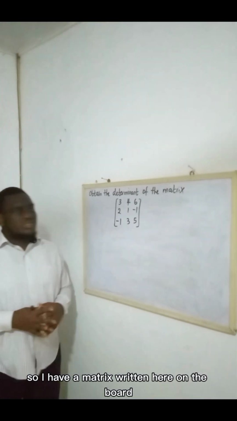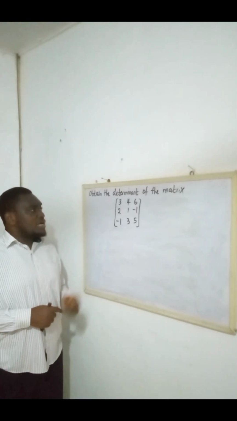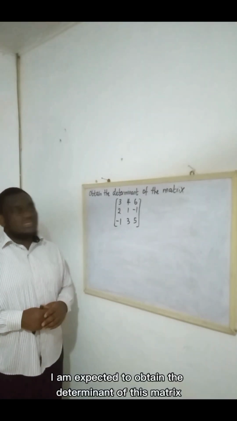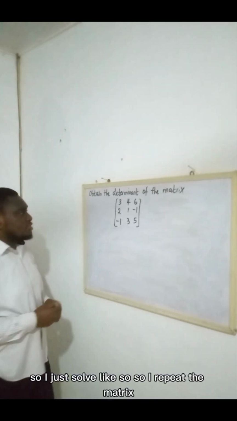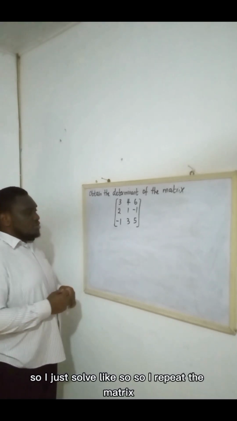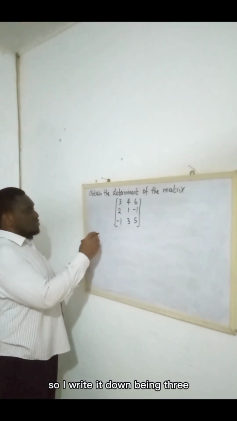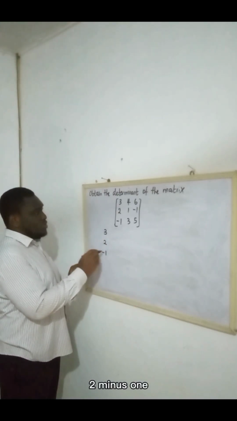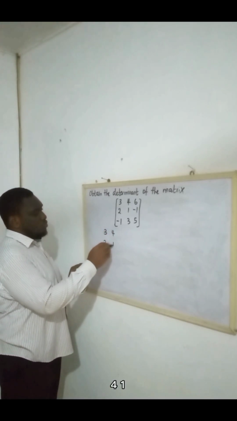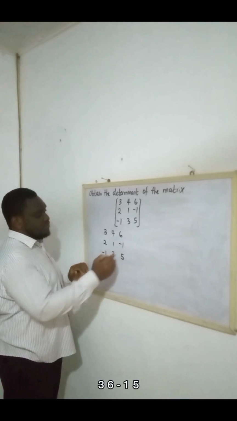So I have a matrix written here on the board, and of course it is a 3 by 3 matrix. I am expected to obtain the determinant of this matrix. So I just solve like so. I repeat the matrix, the coefficients of this matrix. So I write it down, being 3, 2, minus 1, 4, 1, 3, 6, minus 1, 5.